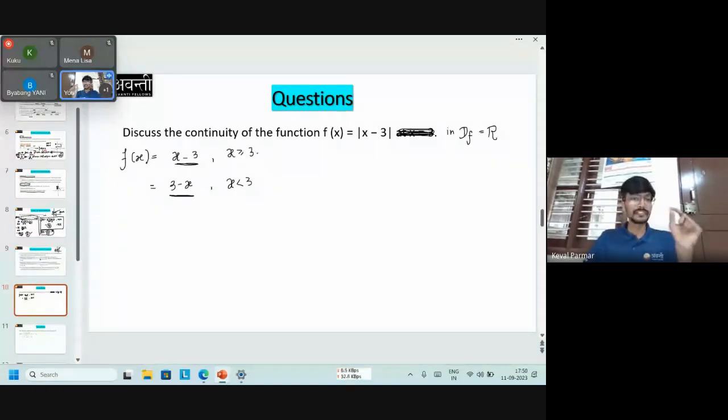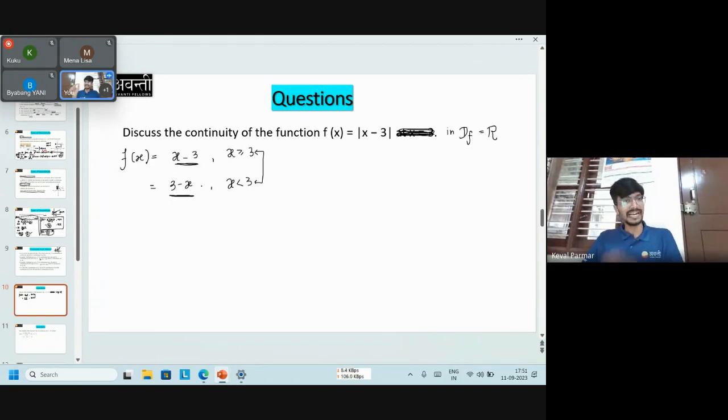But since the function changes its definition at x equals 3, there is a chance that it might break at that point. So we always need to calculate the continuity at that point. All the rest of the points we can directly say this is a polynomial, hence it will be continuous. Got it?